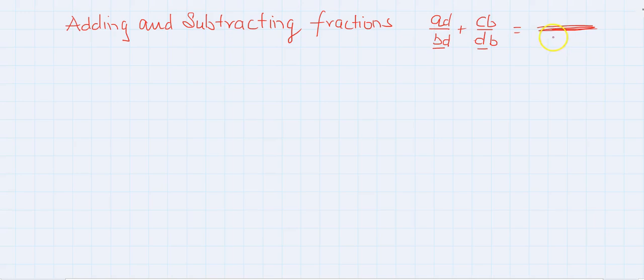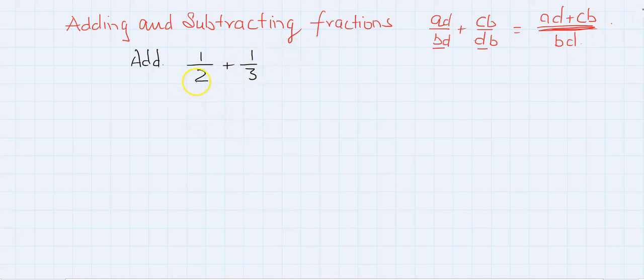So now we have b and d in the denominator, so it will be AD plus CB. For example, if we have a question, add 1 over 2 plus 1 over 3.